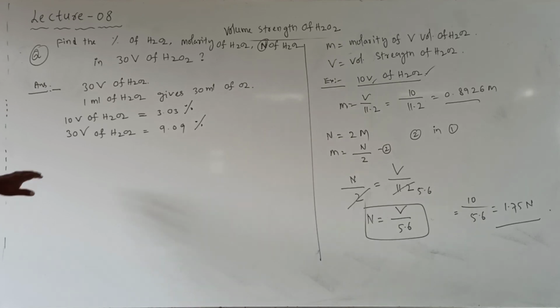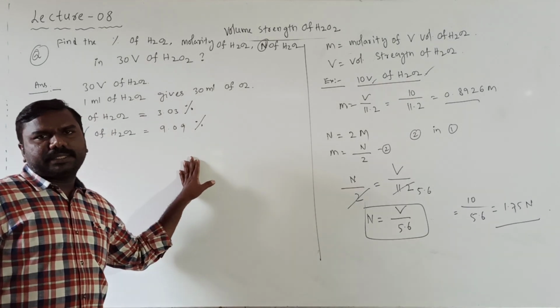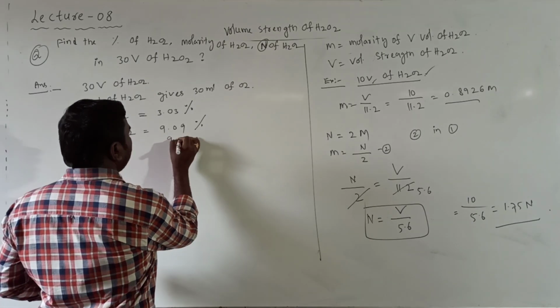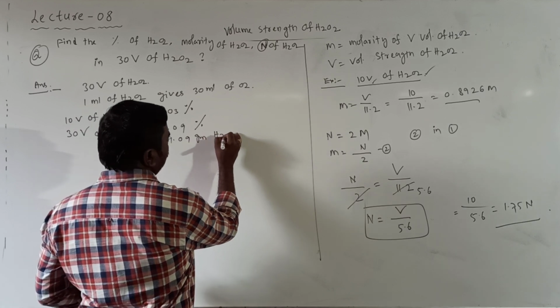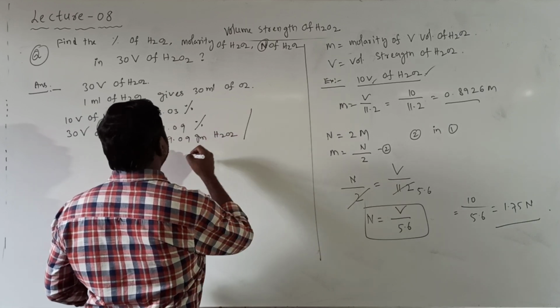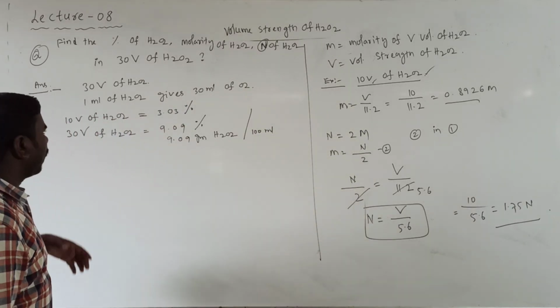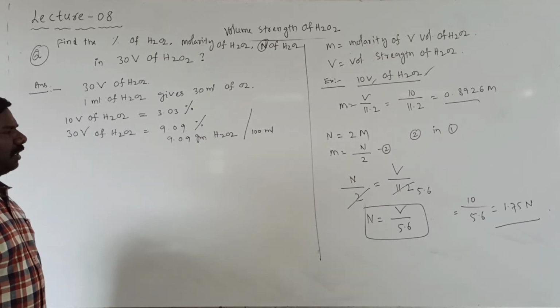Okay, 30 volumes of H2O2 will be 9.09 percentage. Percentage means 9.09 grams of H2O2 per 100. Clear, all of you? Strength means 1 liter. How many liters? 1 liter.